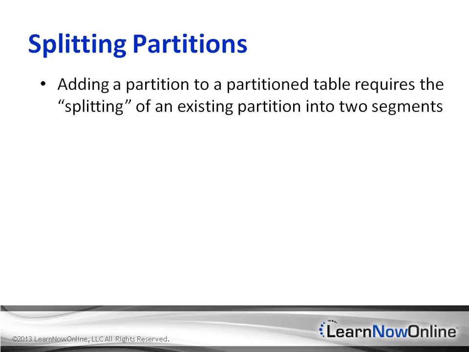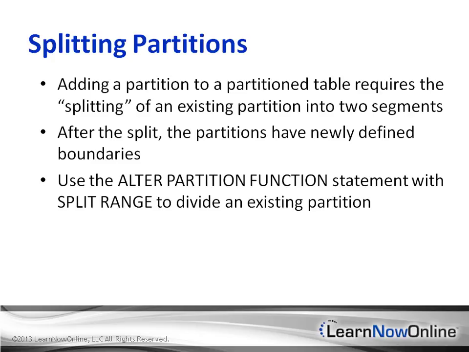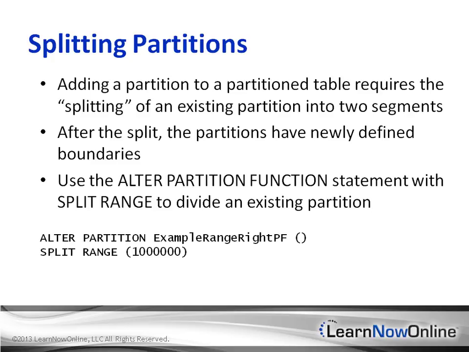What do we need to do if we want to split partitions? Adding a partition to a partition table requires us to actually split an existing one. We have to break it into two segments. After the split, those partitions now have newly defined boundaries. We'll use the split range statement within the alter partition function to divide an existing partition. Here's an example. Let's alter the partition example range right PF, and we'll split a range indicating that the new boundary value should be 1 million.